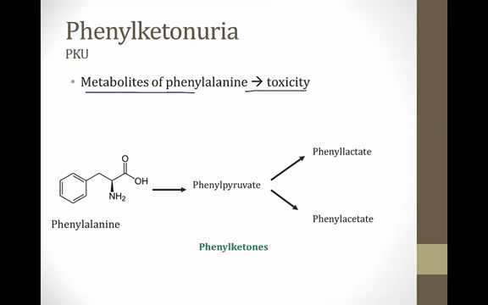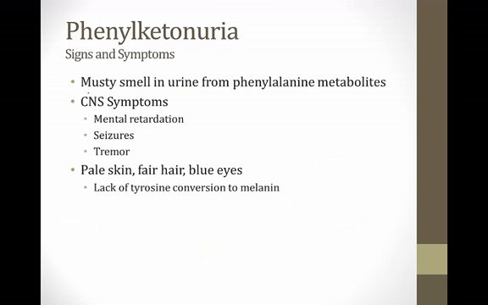So there are alternative pathways for phenylalanine metabolism that result in the formation of substances called phenylketones. This is how this disorder gets its name. These phenylketones appear in the urine, hence the name phenylketonuria. And phenylketones include substances like phenylpyruvate, phenyllactate, and phenylacetate, and these are all toxic to children who are born with a condition of PKU. A classic symptom of phenylketonuria is a musty smell in the urine. This comes from those phenylketones. They have a smell when they are present in the urine. In addition, babies born with this condition have CNS symptoms. They often have mental retardation. They can have seizures and they can have tremor.